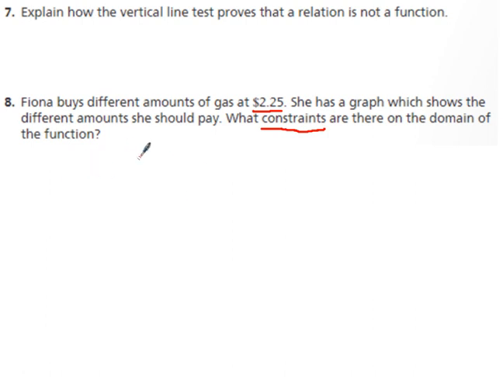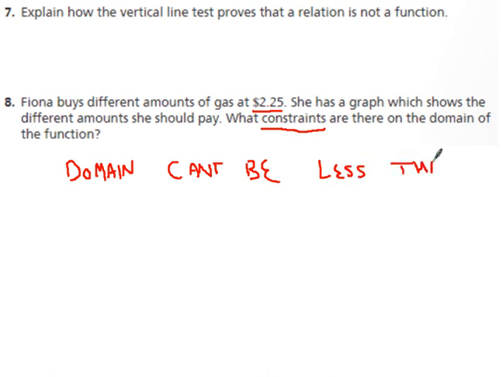So she has to start at 0 and work her way up. It is impossible for the domain to be less than 0. So that would be a constraint. I'm asking, what's the limitation? What's a restriction on this domain? Well, it can't be less than 0, and the reason is that it's impossible to buy negative amounts of gas. So that would be a constraint to this domain.